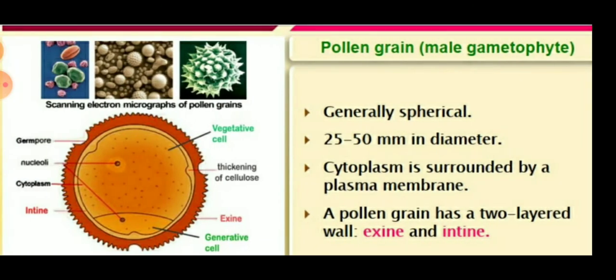Children, this is the structure of the pollen grain, which has two layers. The outer layer is called the exine and the innermost layer is called the intine. Generally, they are spherical in structure and 25 to 50 micrometers in diameter. The cytoplasm is surrounded by a plasma membrane.